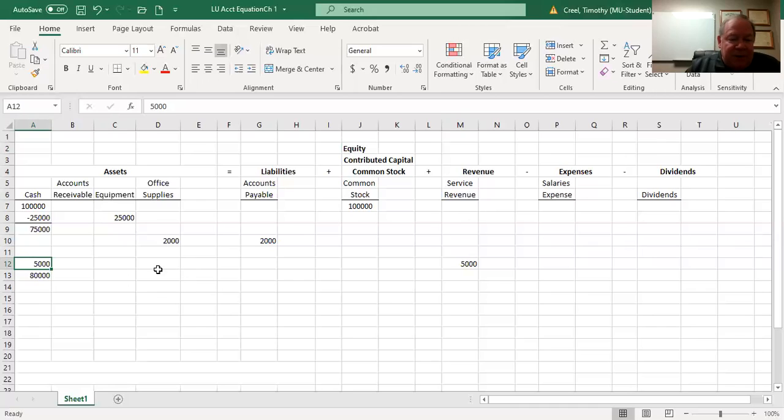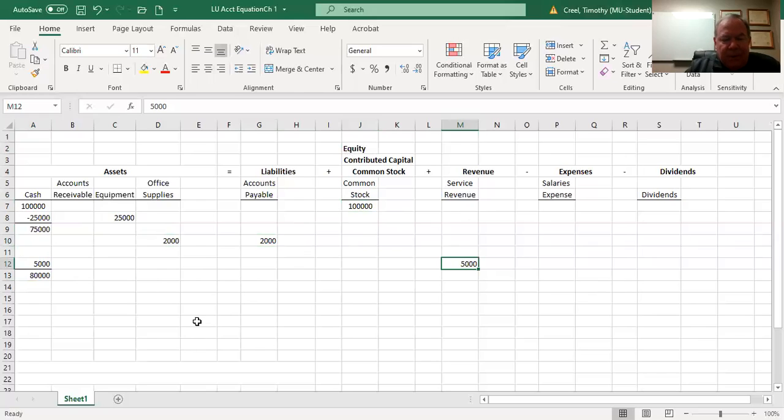So let's make sure it is. We've got 80, we've got 25, so that's 105, and 2, we've got 107 on the asset side. And we come over to the liability plus equity side. We've got 2 plus 100 plus 5. We've got 107 on this side as well. So basically, we are all in balance. We are doing good. That's a good thing.